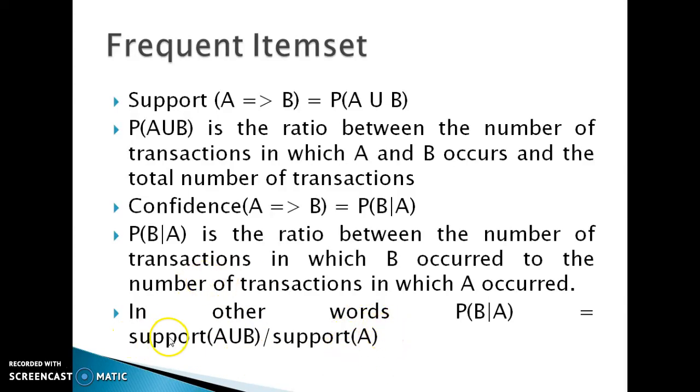So support means the number of transactions in which A and B together occur divided by the number of transactions in which A occurs. The meaning is, out of the total number of transactions in which A occurred, how many times B also occurred. So the total number of transactions in which A as well as B occur together determines the support count of this implication, that is, buying of A implying buying of B.